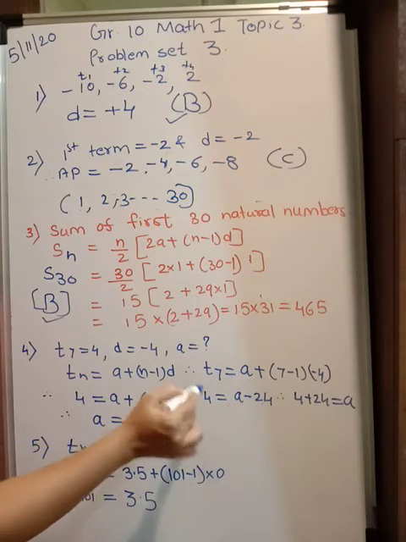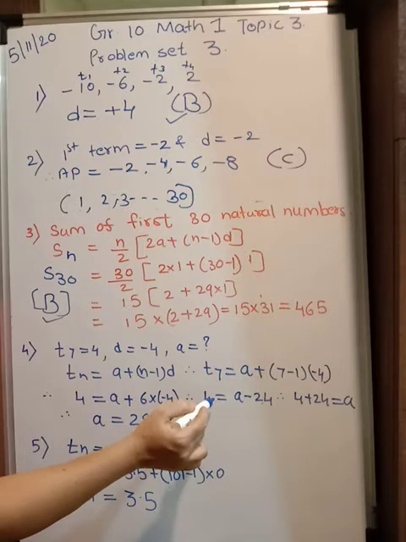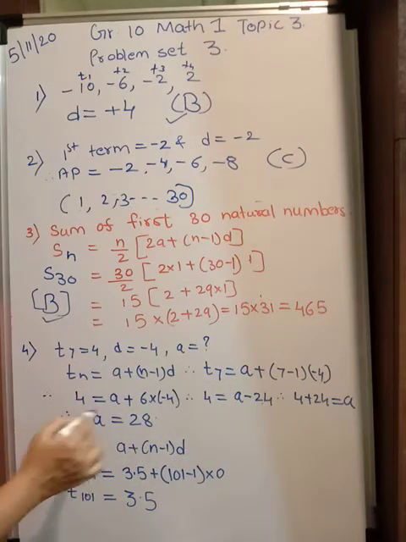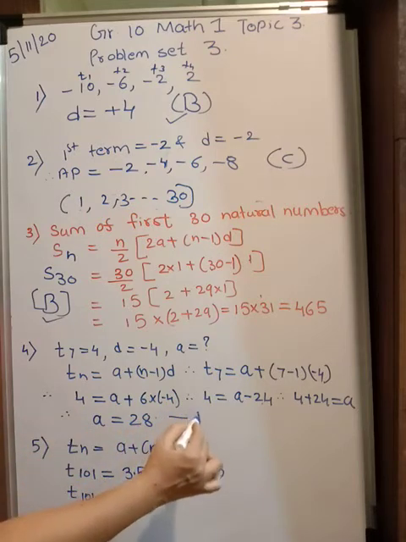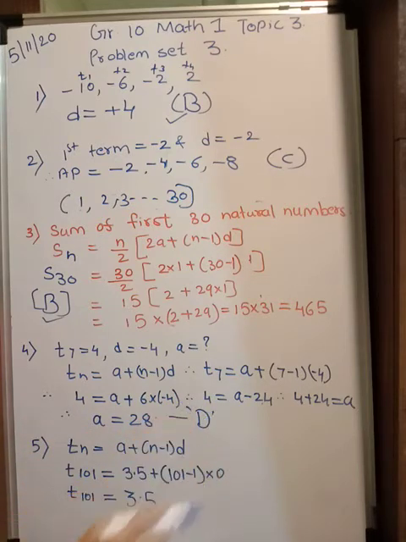This 24 shifted over here. We get 4 plus 24 is equal to A, and therefore A will be equal to 28. 28 is, I think, the D option given in your textbook. Okay, so D is the correct option. Now look at the fifth question.